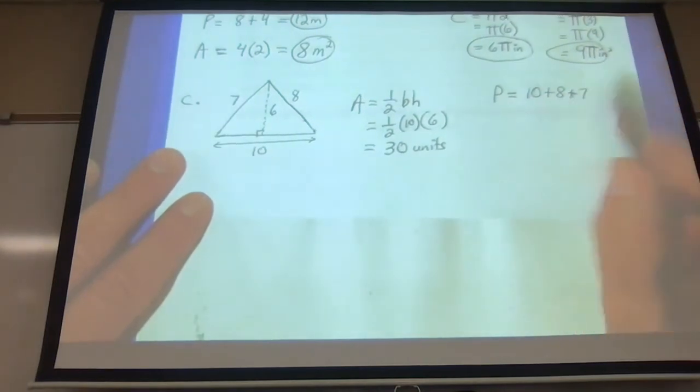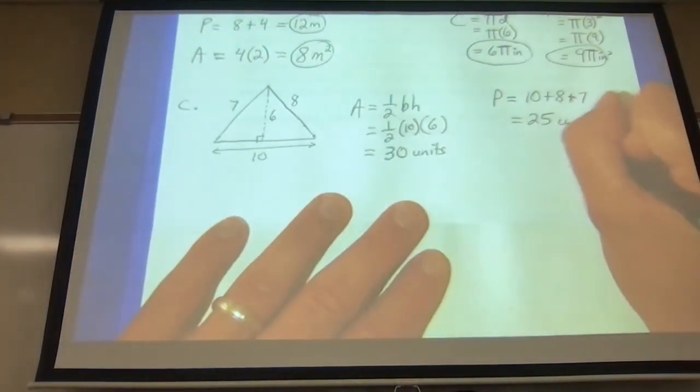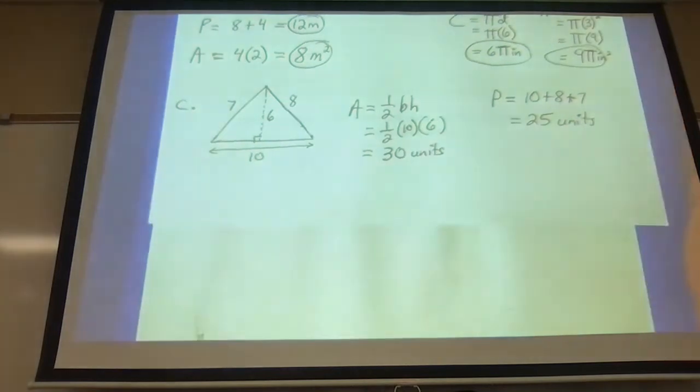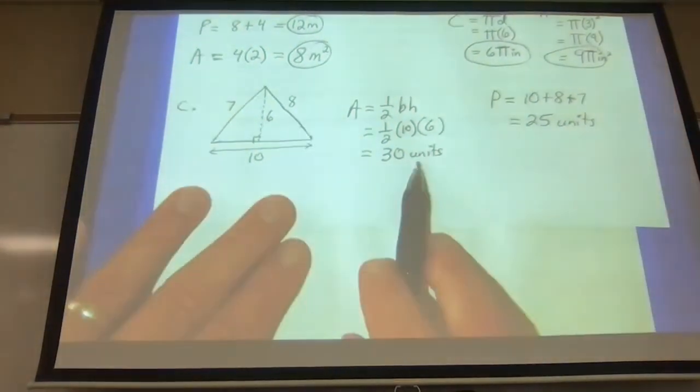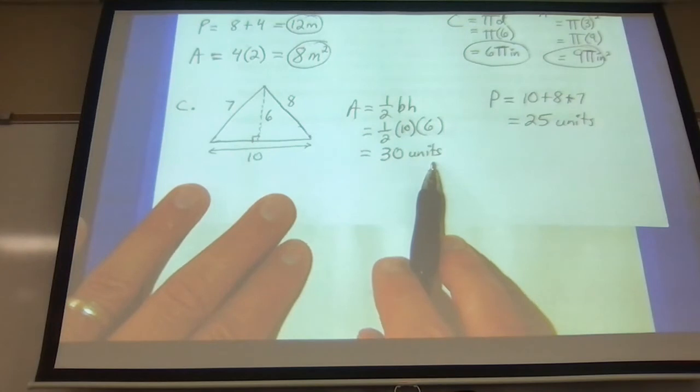10 plus 8 is 18. 18 plus 7 is 25. Oops, I forgot something here. 25 units for our perimeter. I mislabeled my area. What should the area be labeled?